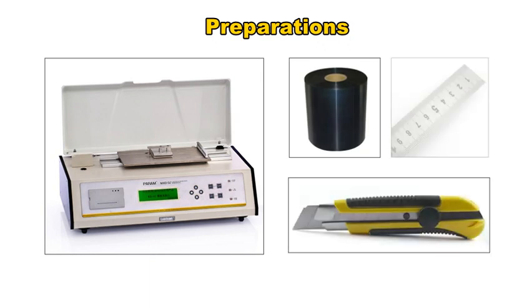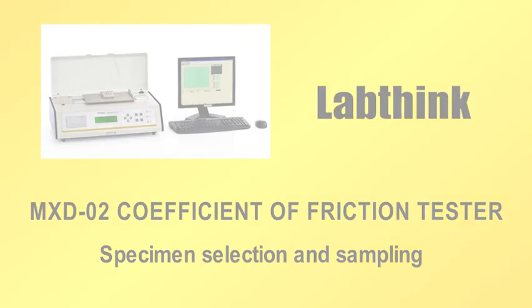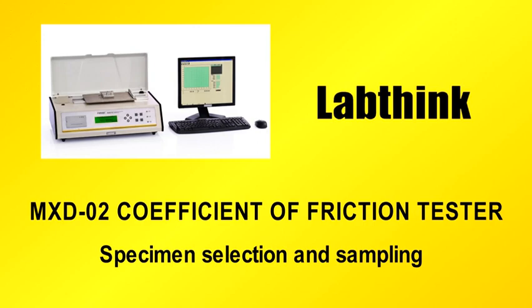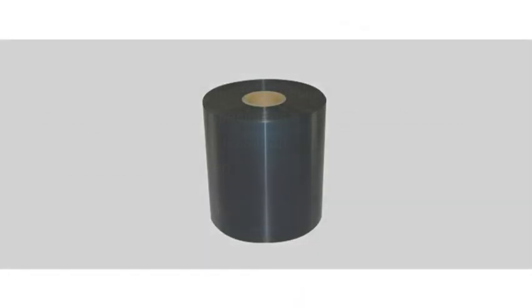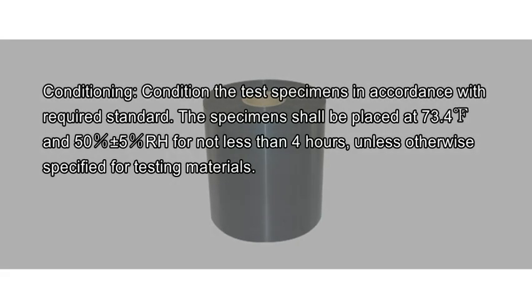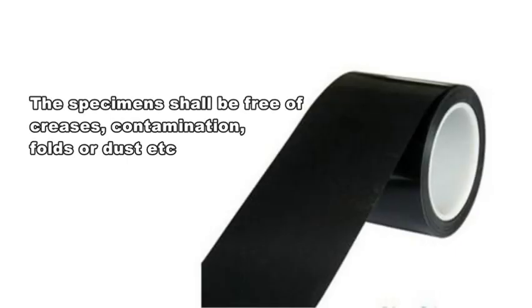Specimens: knife, ruler. Specimen selection and sampling. Conditioning. Condition the test specimens in accordance with the required standard. The specimen shall be placed at 23 plus or minus 2 degrees centigrade, that is, 73.4 plus or minus 3.6 degrees Fahrenheit, and 50 plus or minus 5% relative humidity for no less than 4 hours, unless otherwise specified for the testing materials.